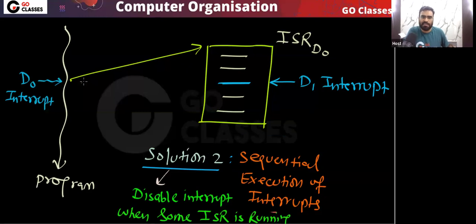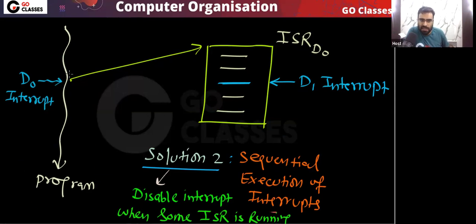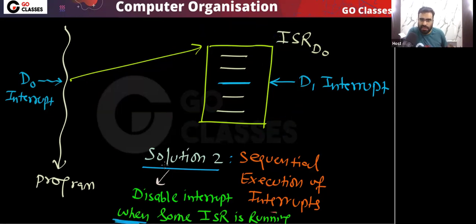What is the idea? Let's assume the CPU is executing this program, and at this point, the device D0 is sending an interrupt. Remember, at this point the CPU is executing the program, so the interrupts are not disabled. Solution 2 says that we will disable the interrupt when some interrupt service routine is running. Basically our idea is that we will sequentially execute the interrupts.